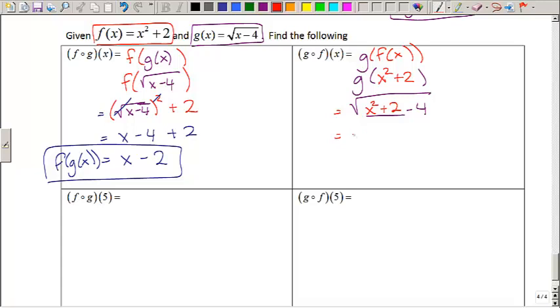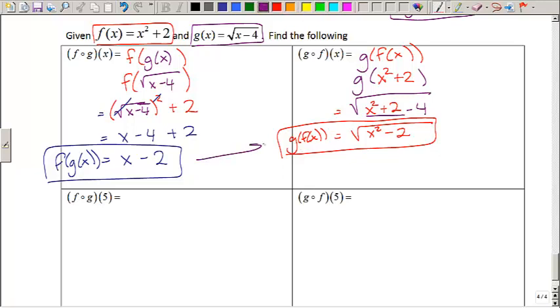I know that this can be reduced. X squared plus 2 minus 4 reduces to x squared minus 2. So therefore, g of f of x is equal to the square root of x squared minus 2. Again, clearly these are not the same, which means you have to be careful of the order, f of g of x or g of f of x. The order really does matter here.